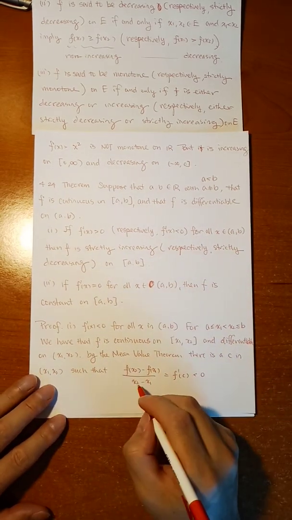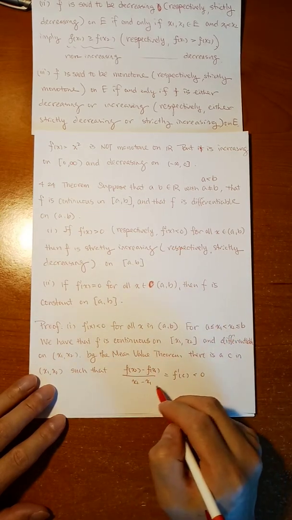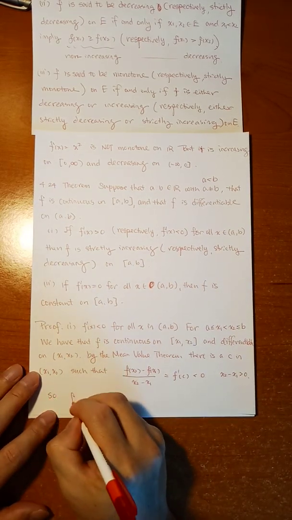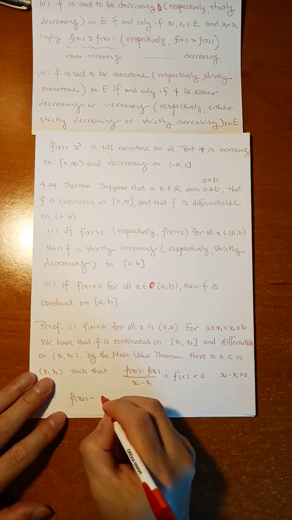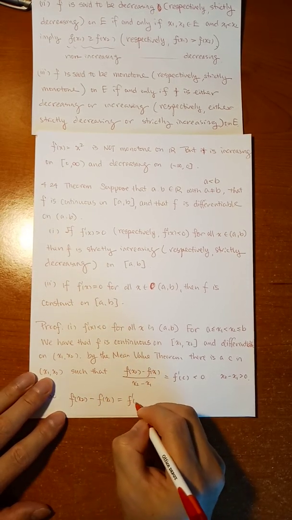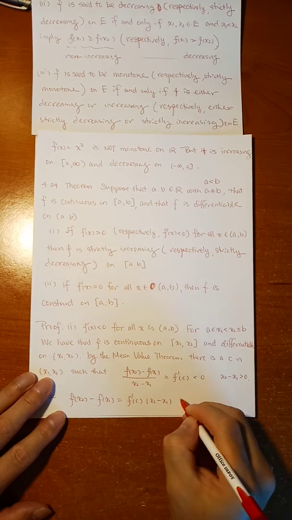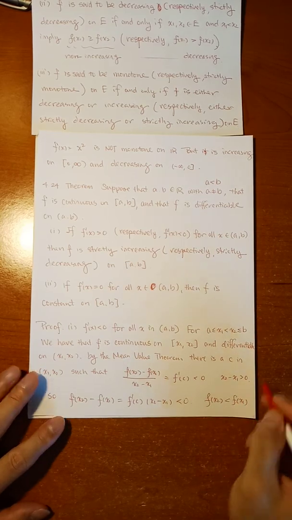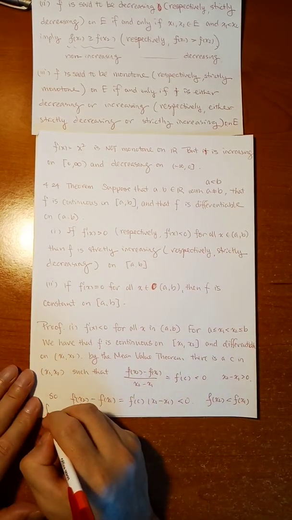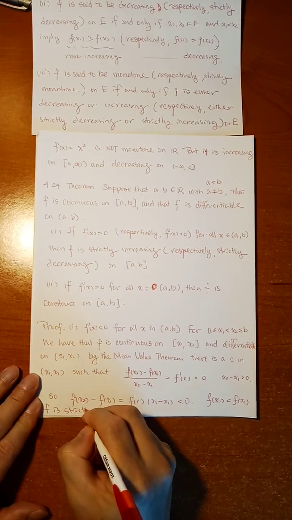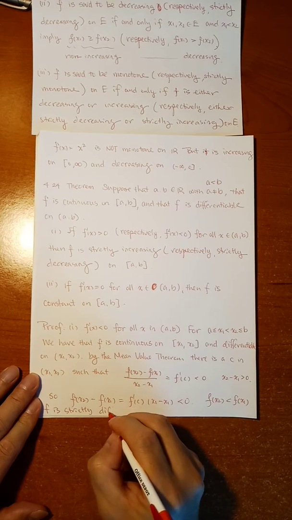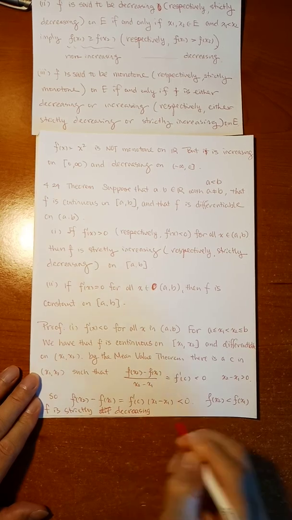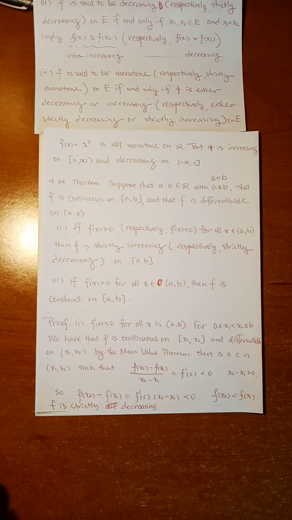f prime of c is less than 0, and we also know that x2 minus x1 is positive. So f(x2) minus f(x1) is equal to f prime of c times (x2 minus x1), which is negative, so f(x2) is less than f(x1) for arbitrary x1, x2. So f is decreasing, strictly decreasing. f is strictly decreasing, right?